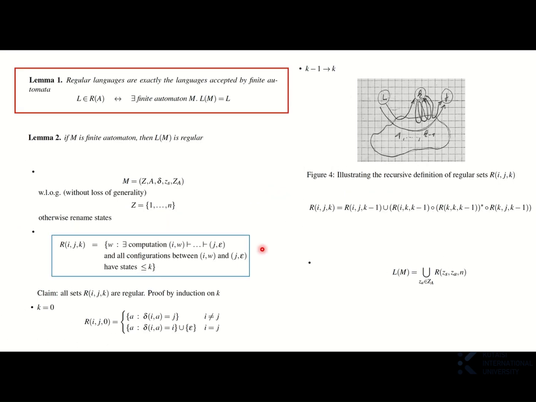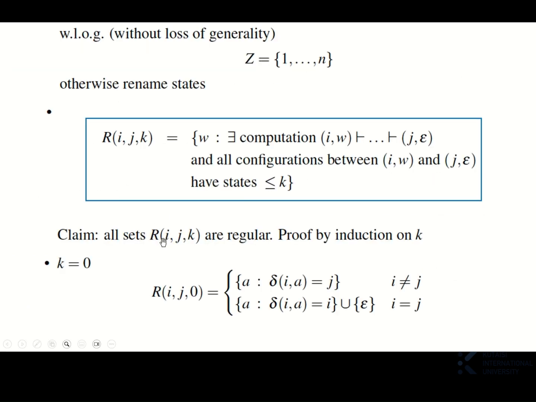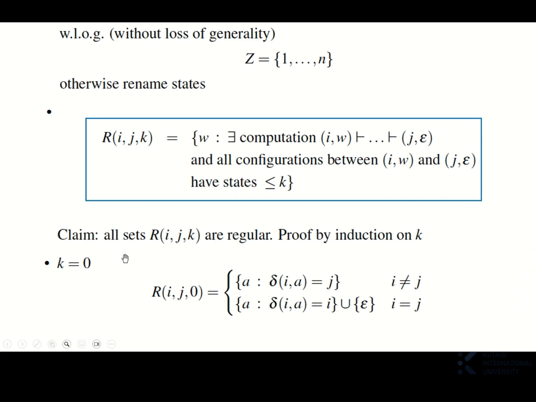Okay, let's unzoom this again. What I have to prove now is that each Rijk is regular, and then that finishes my proof. Because if instead of i I take the start state, instead of j I take the end states, and for k I take n, and I take the union over all the end states, I will get the language that is accepted. So how do I prove that each Rijk is regular?